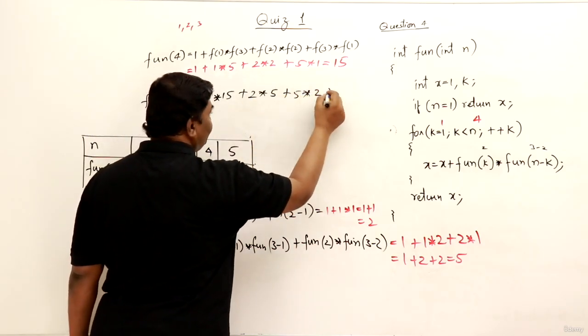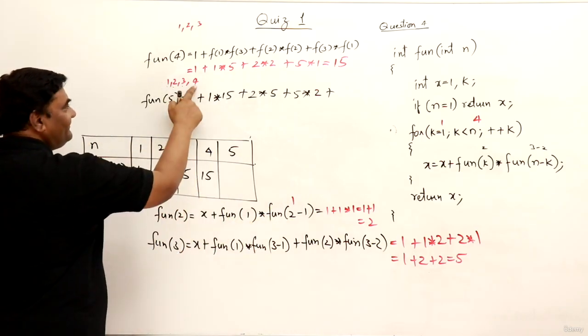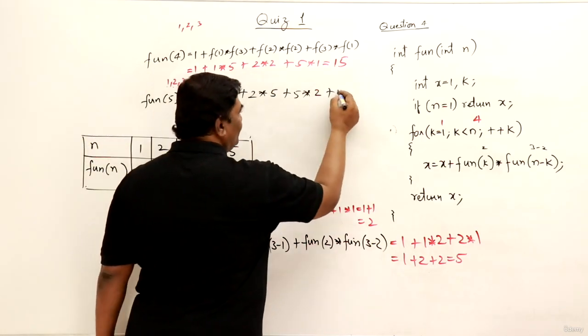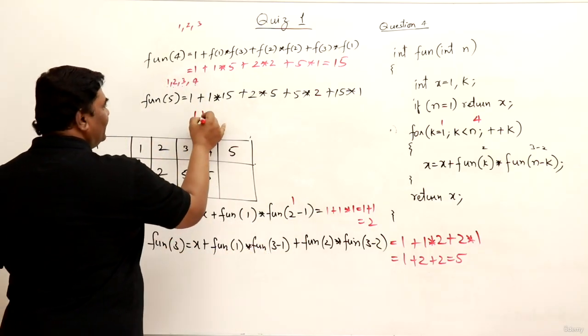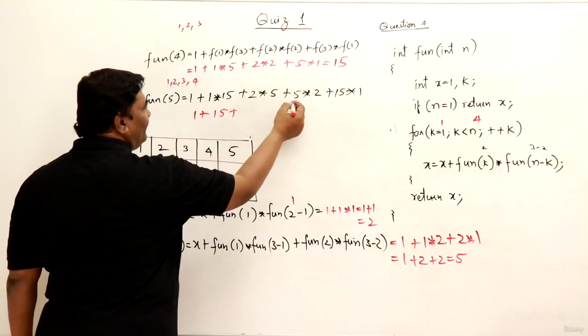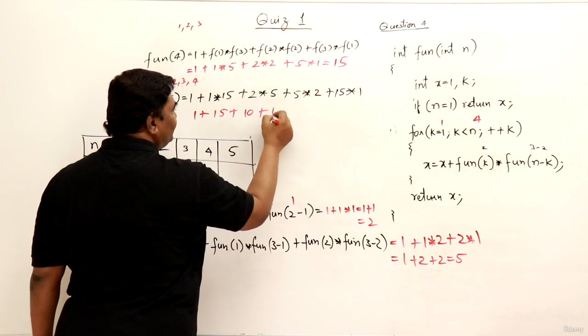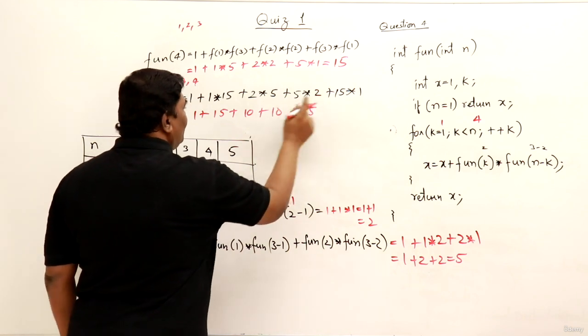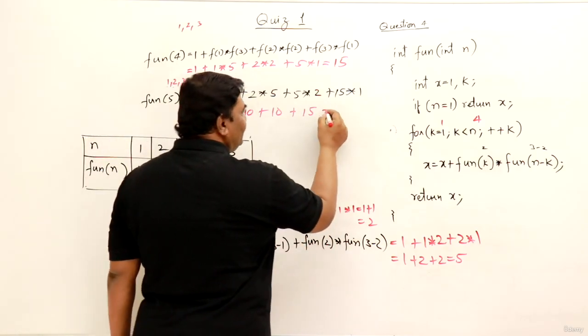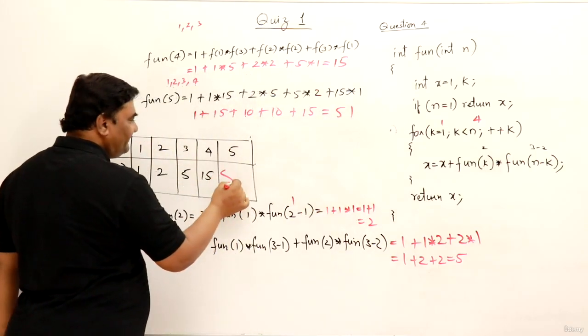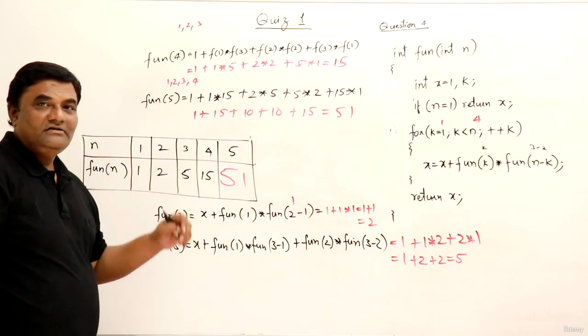If you have observed this, then you can directly write this. Then 4 into 1, so 15 into 1. How much is this? 1 plus 15 plus 5 to 10 and 5 to 10, and this is 15. 15, 15, 30, 40, 50, 51. So the answer is 51. That's it.